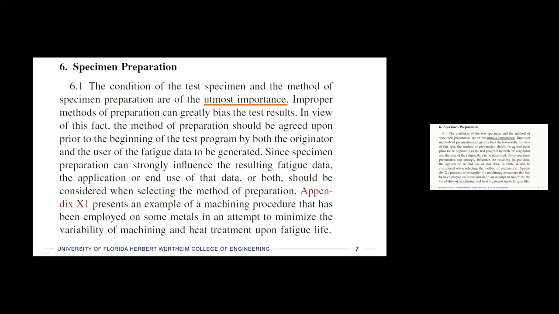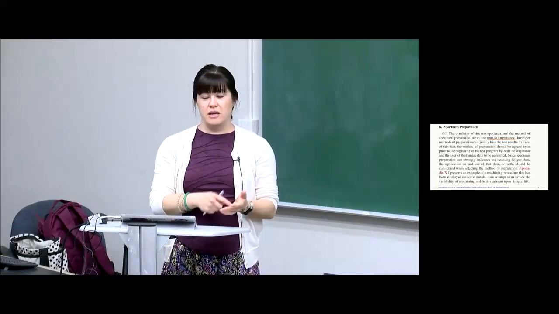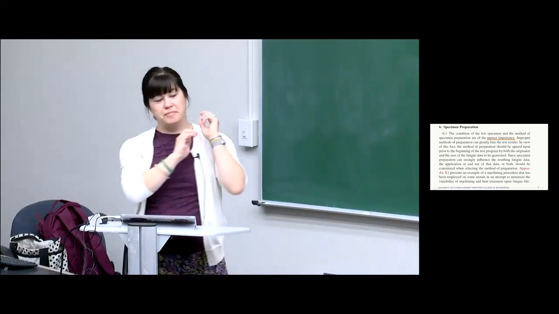There's some very strong language in here when talking about specimen preparation and specimen mounting. It says the condition of the test specimen and the method of preparation are of utmost importance. This language is where we're reaching the limits of what guidance they can provide. They're trying to present a standardized way of doing everything, but there's no governing body where you send a photo of all your specimens in, they approve, and then you go ahead and do the testing. This is an agreement between the testing lab and the customer to do this correctly.